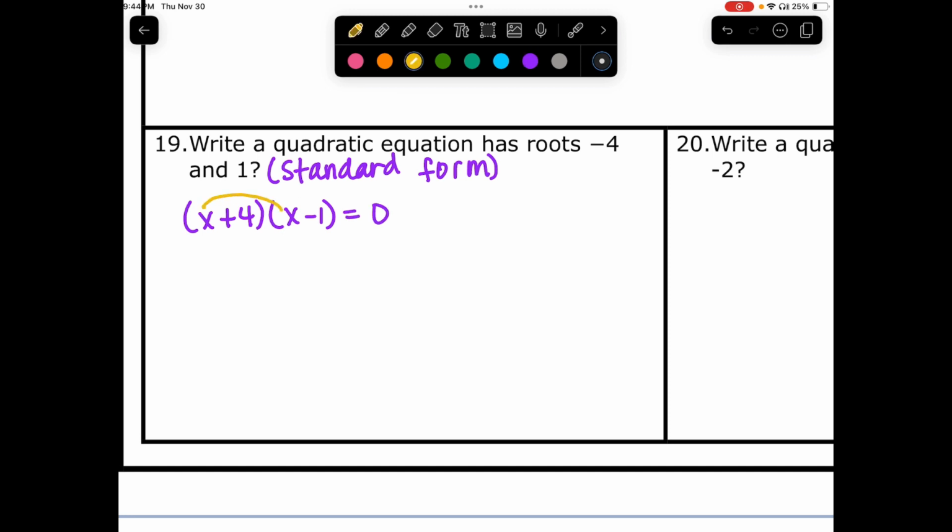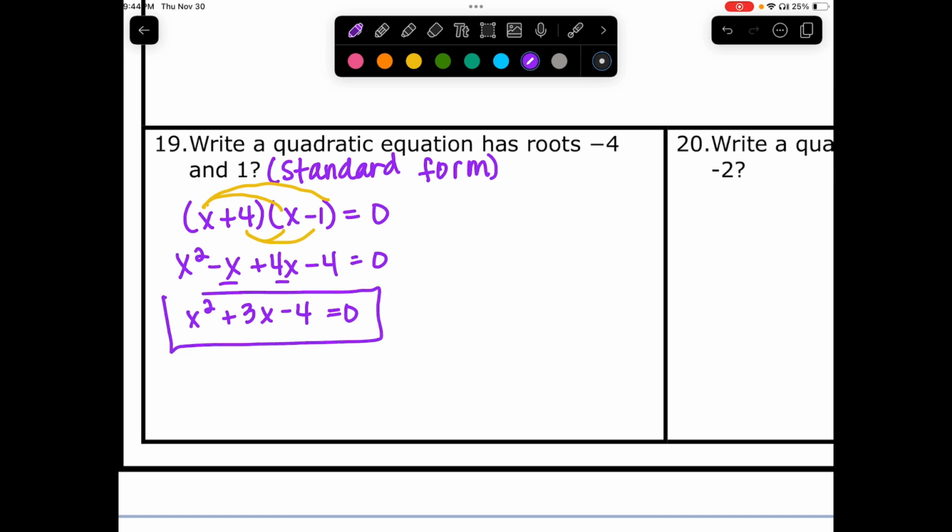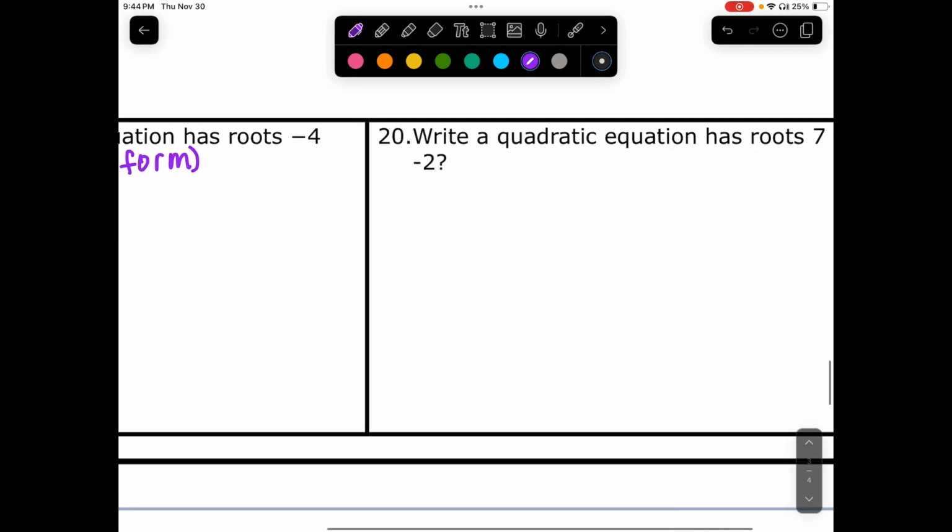So we're going to distribute, get x squared, and x times -1 is negative x. 4 times x is 4x. 4 times -1 is -4. Let's go ahead and combine these two like terms. And there you go. Go ahead and try 20.